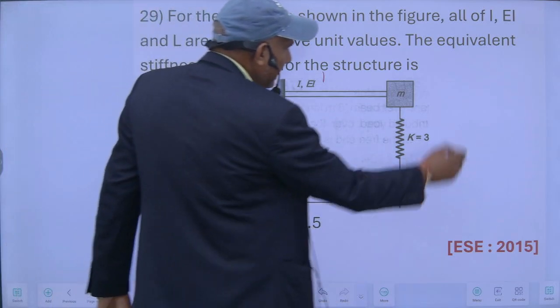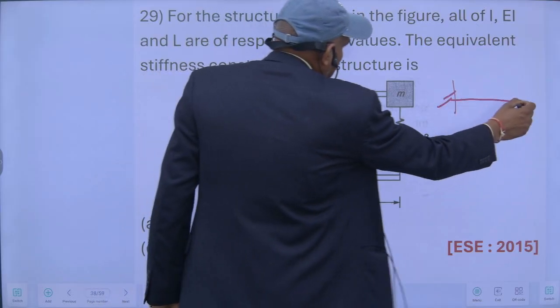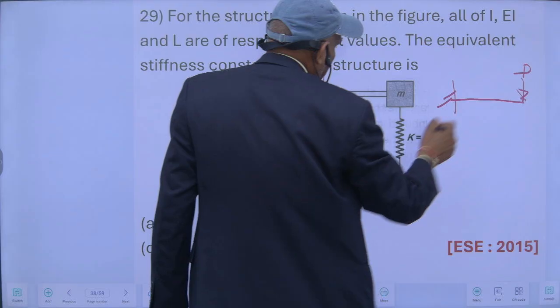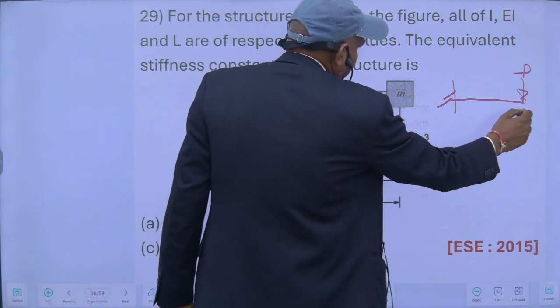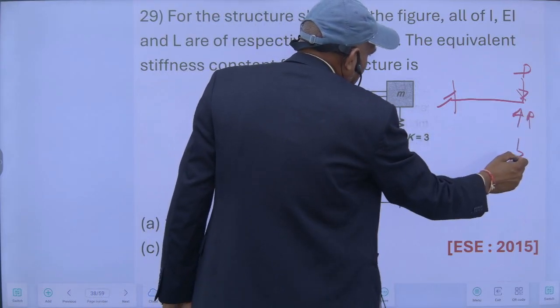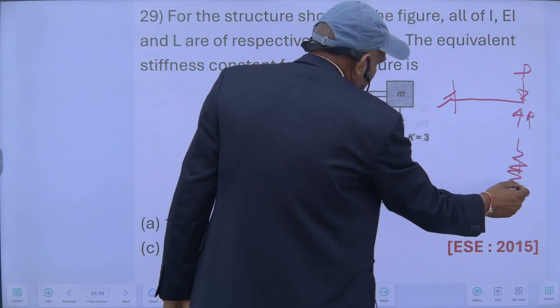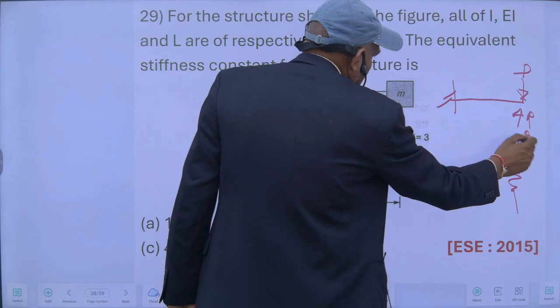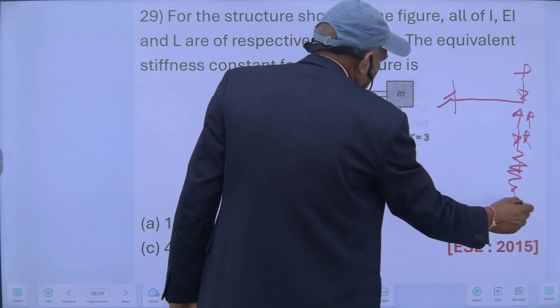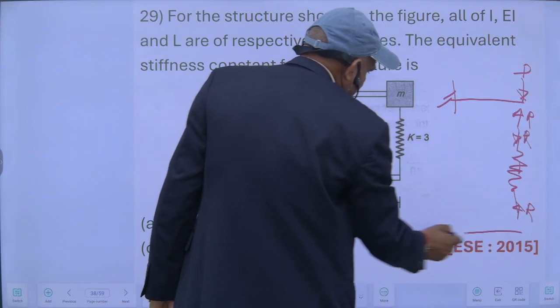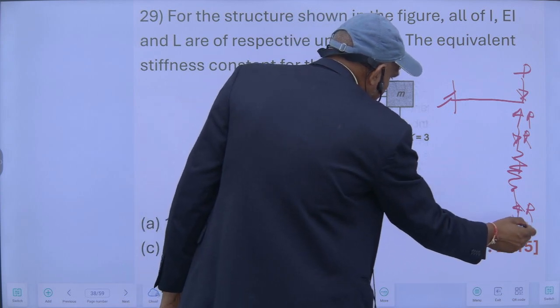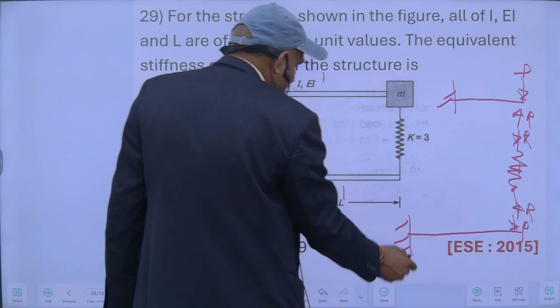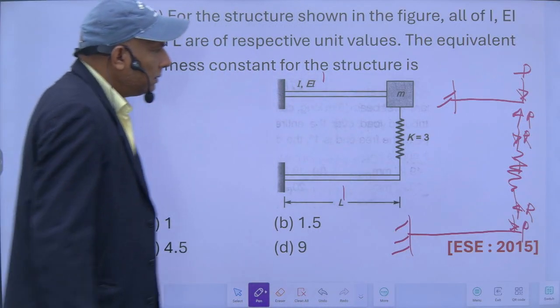So this is a cantilever. Suppose some load P is acting. So this spring will provide some reaction here. This is downward, this will be upward, and the same downward reaction will be here.